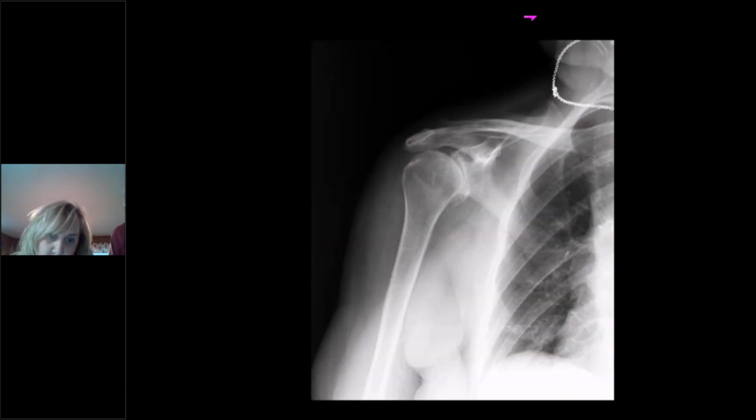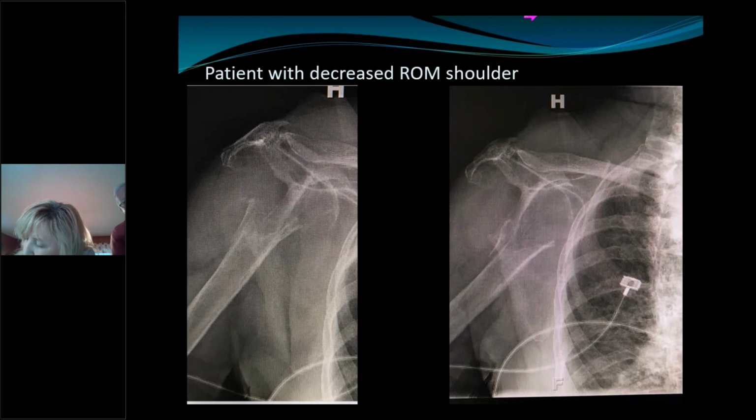When we talk about shoulders, just like any other joint, you can certainly have arthritis. As we're looking at this, there's significant glenohumeral arthritis, and we see a big spur coming off here. So just like hips and knees, we can have arthritis in the shoulder joint. Now, this is a little different. This patient actually presented with decreased range of motion of their shoulder. They denied any recent trauma and got an x-ray.